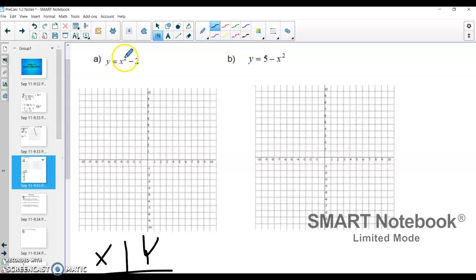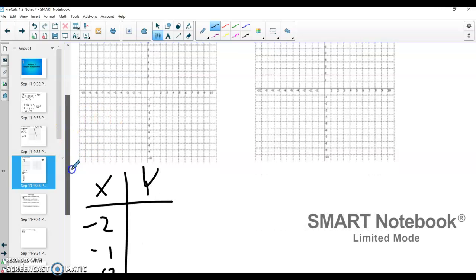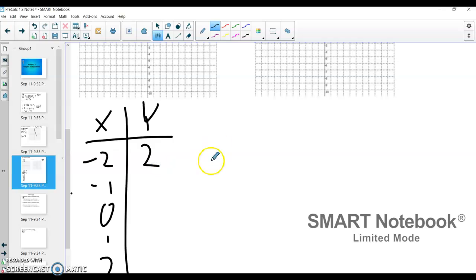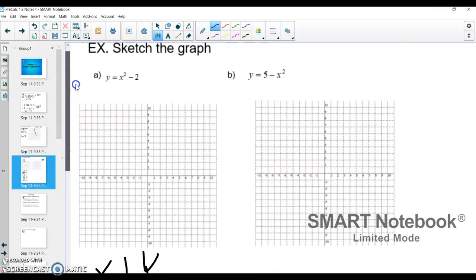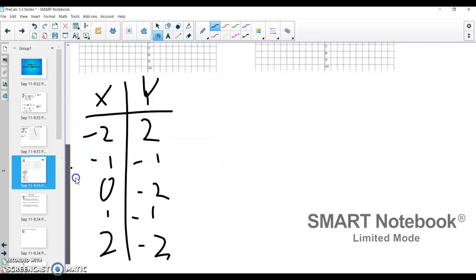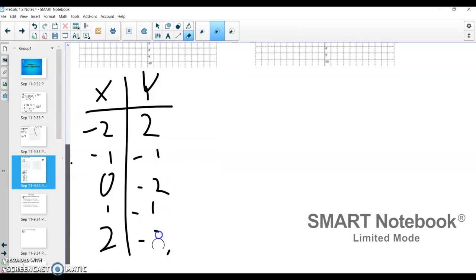Negative 2 squared is 4. 4 minus 2 is 2. So that's 2. Negative 1 squared is 1. Minus 2 is negative 1. 0 squared is 0. Minus 2 is negative 2. There's always symmetry with parabolas, so the second half here is going to be the same as the first, meaning it's negative 1, negative 2. And if I wanted to plug in to check, positive 2 squared is 4. 4 minus... sorry, that's got to be a positive 2. I caught my error by talking about it. Because 2 squared is 4, 4 minus 2 is positive 2.